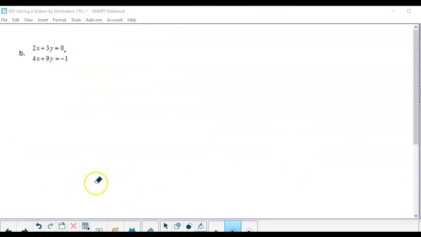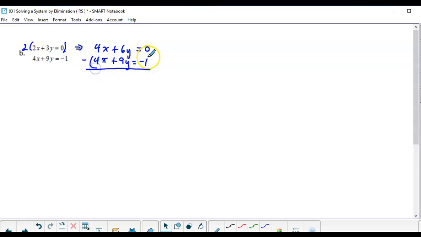Okay, so in this equation, the coefficients on x aren't the same. Coefficients of y aren't the same. So we have to do something to make them the same or opposite sign. So I will multiply this by 2 to make the coefficients on x the same, or you can multiply by 3 to make the coefficients on y the same. So this will be 4x plus 6y equals 0. Second equation stays the same.